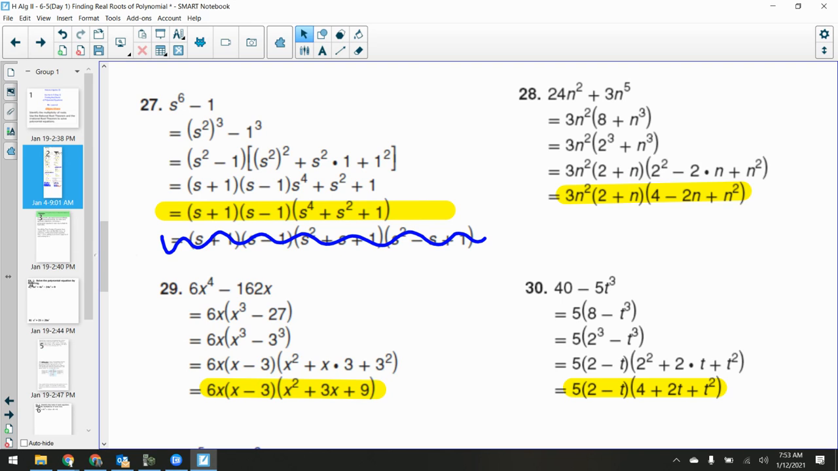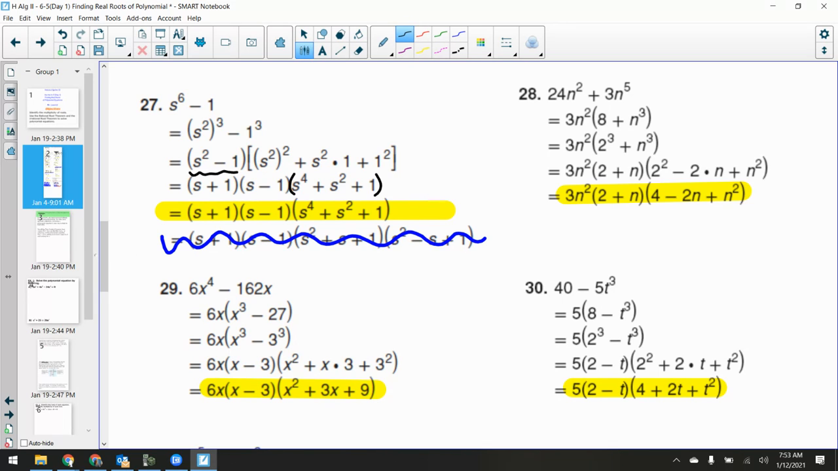Now, the only catch is, and this should be in parentheses over here, that this s squared minus 1 is another difference of squares. You can make that s minus 1, s plus 1. Okay? That can sometimes factor down.